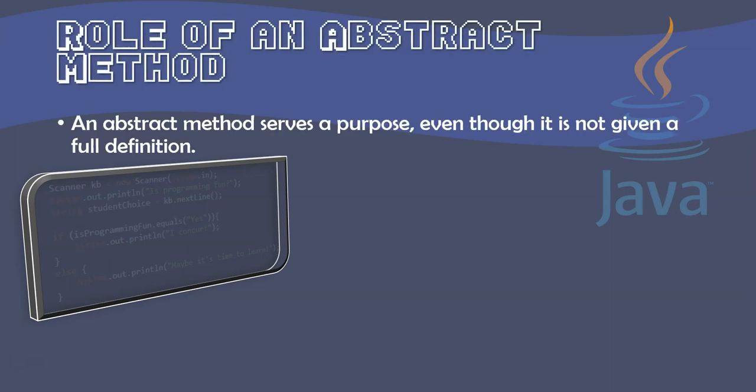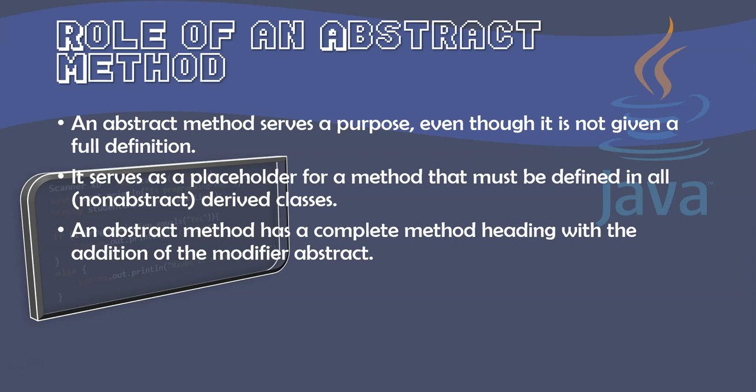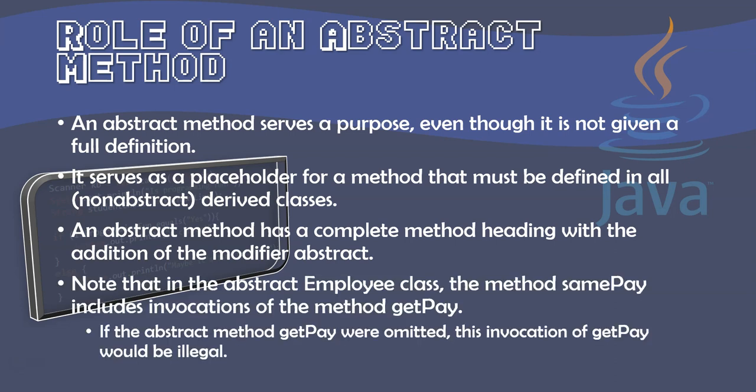Now, abstract methods have a purpose, even though they're not going to give us a full definition within our starting class. Think of it more as a placeholder for a method that has to be defined in all non-abstract derived classes. An abstract method has a complete method heading with the addition of the modifier abstract. Note that in the abstract Employee class, the method samePay includes invocations of the method getPay, and if the abstract method getPay were omitted, the invocation of getPay would be illegal.